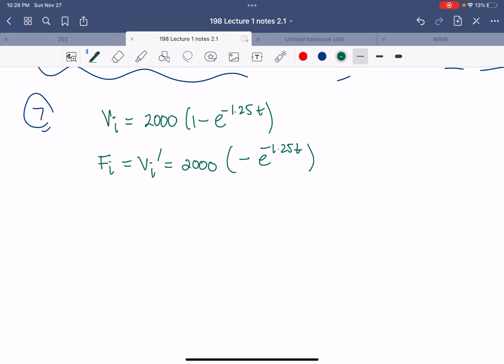1.25t. And then you've got to multiply by the derivative of what's inside your e. So what's inside your e is the exponent up here. So the derivative of negative 1.25t is negative 1.25. And so then you're taking those two. Now notice here that your negatives are going to cancel out. So the flow here is going to be positive for Fi.